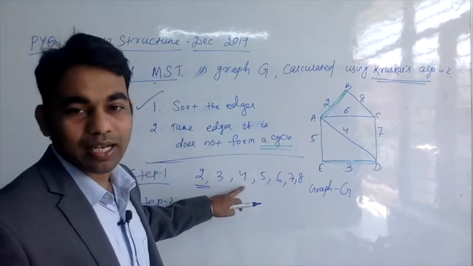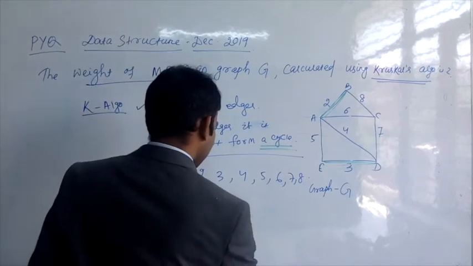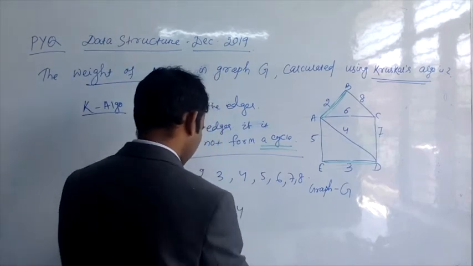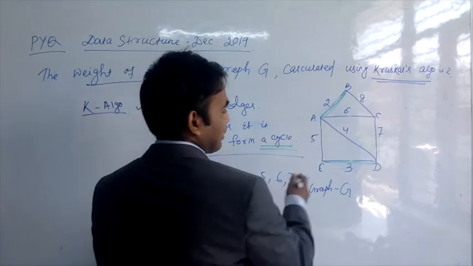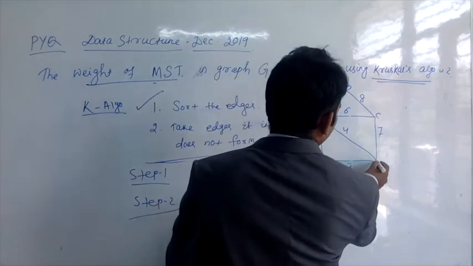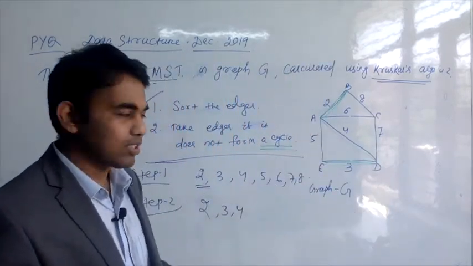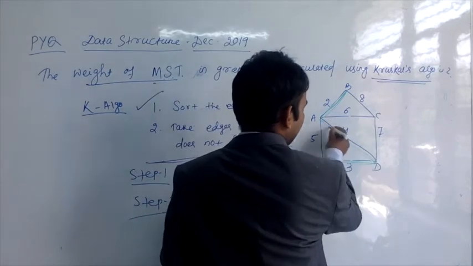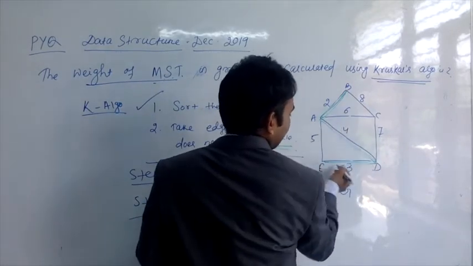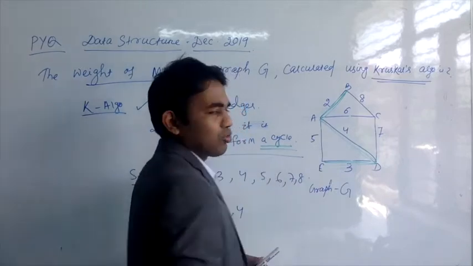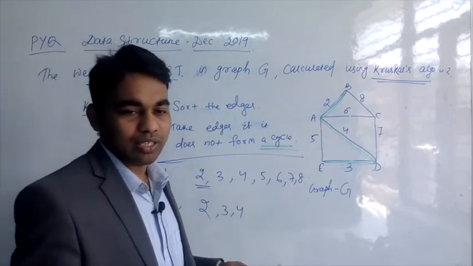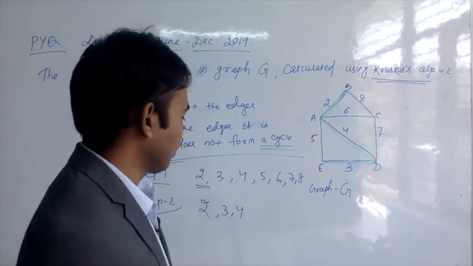Now can you answer? Can I take 4? The edge 4. If I take 4, can I take it? The answer is yes. It is not forming any cycle. You will see, there is no cycle, right? Just try to see. There is no cycle. So happily I can take 4, right? There is no issue.